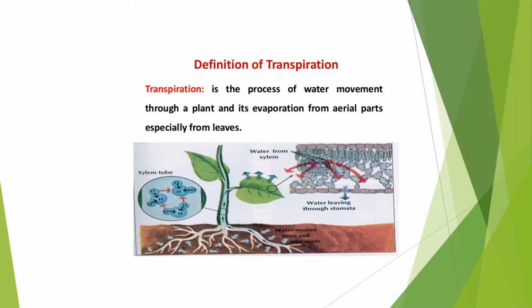In this presentation, we will be learning the process of transpiration in plants. By definition, transpiration is the process of water movement through a plant and its evaporation from the aerial parts, especially from the leaves.